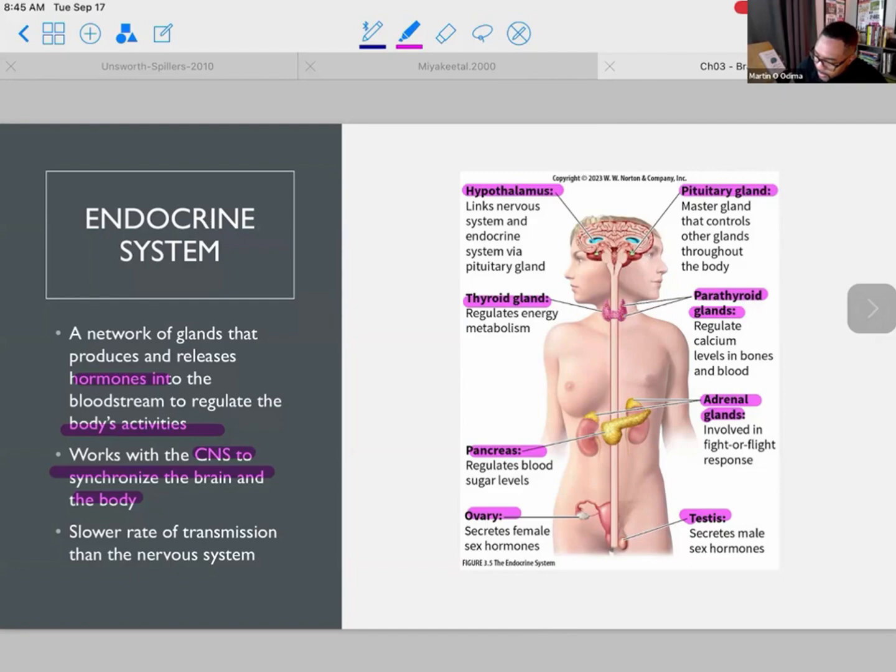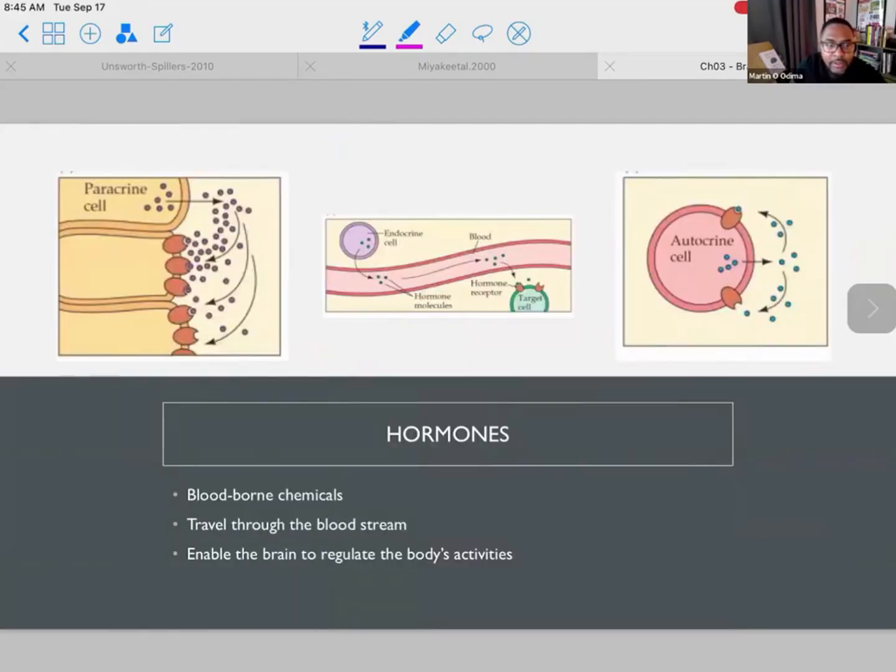And as you can see here, these all have different jobs when it comes to transmitting hormones. And what are hormones? So hormones are blood-borne chemicals, and they travel throughout our bloodstream, and they enable the brain to regulate the body's activities. So each of these hormones have different jobs for the body.